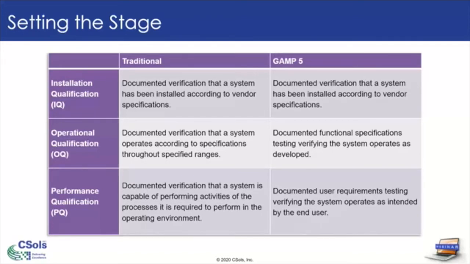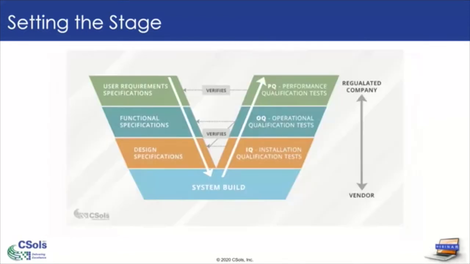PQ, performance qualification, traditionally, historically, has been that verification that your system can perform its day-to-day activities and processes that you needed to in your operating environment. So really focusing on the performance of the system. GAMP, again, introduced a little bit more of what's really the focus. PQ is documented testing that verifies your user requirements, right? And I'll get into these documents in a little more detail in the next couple slides, but really performance qualification is user requirements, OQ is functional specs.